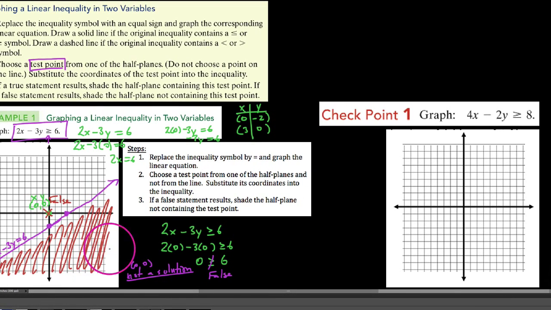One way you'll often see this done is people shading like this. I'm of the persuasion that we should just put little arrows this way saying that all of the solutions lie on this side. This would be the set of all solutions to our linear inequality here.